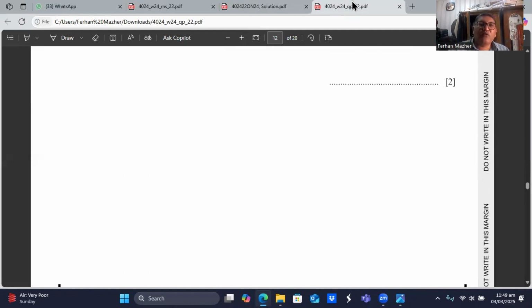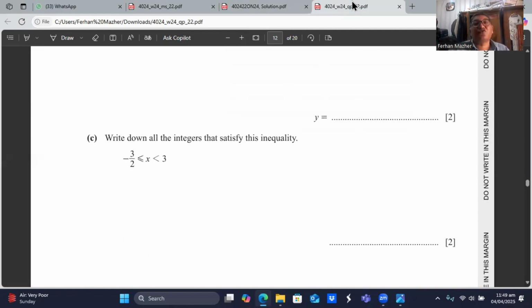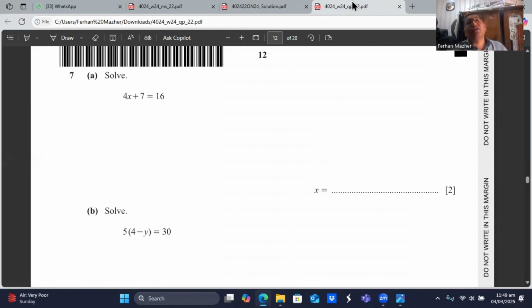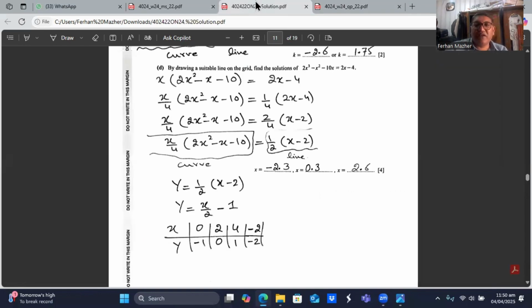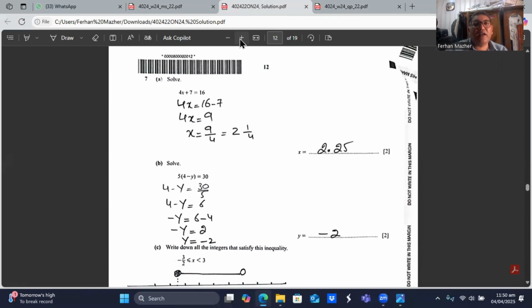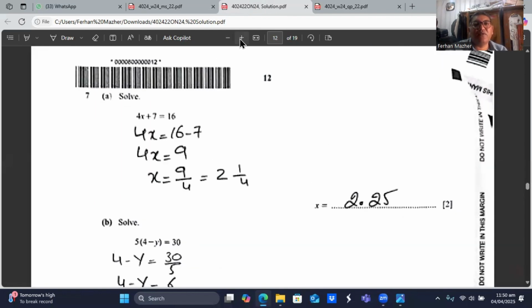Okay, now we have question number 7 coming up on your screen. He says solve, a part. This is question number 7, a part. He says solve 4x plus 7 equals 16. Solve means to get the value of x. So 4x plus 7 equals 16. So 4x equals 16 minus 7, and 4x will be equal to 9, so x is 9 divided by 4, and 9 divided by 4 is 2 whole 1 by 4, which is 2.25.